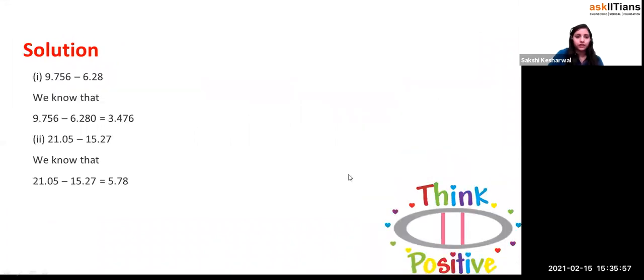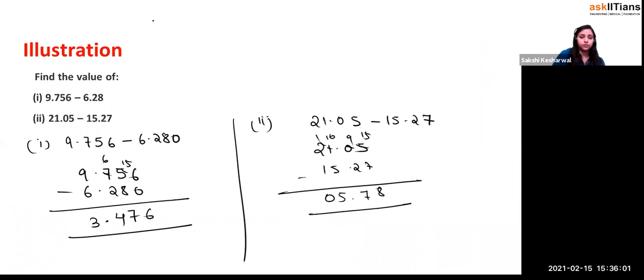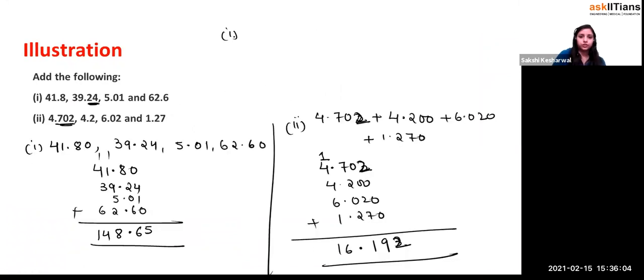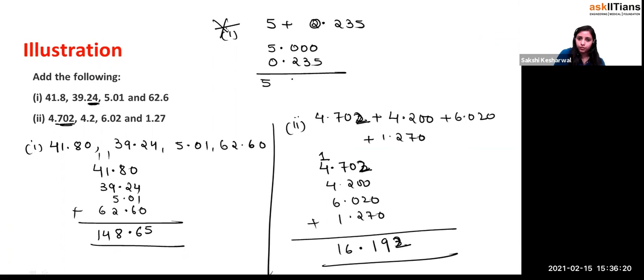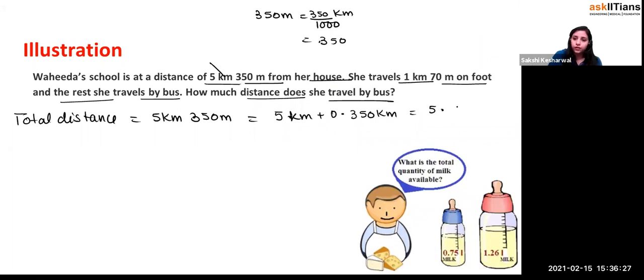If you have any doubt, please just listen to one thing. Just see one thing important. If I say 5 plus 0.235 to add, what you will be writing is 5.000 plus 0.235. You will be adding this. This is equal to 5.235. This is your answer. Please get this in your head. So over here we'll be using this. It will be equal to 5.350 kilometers.